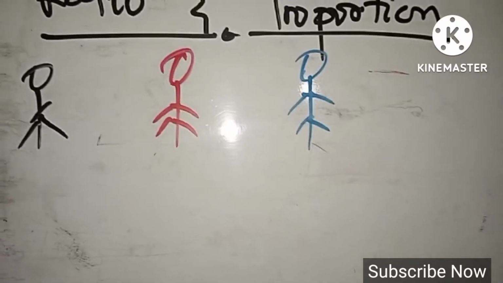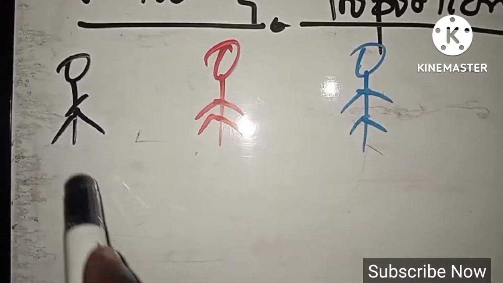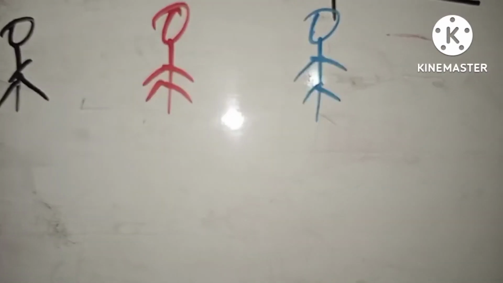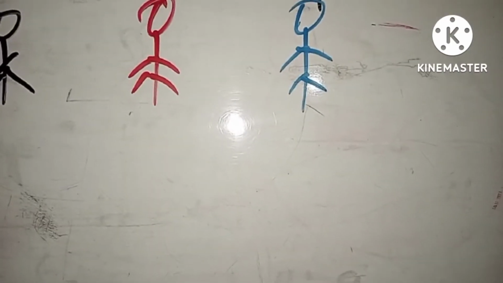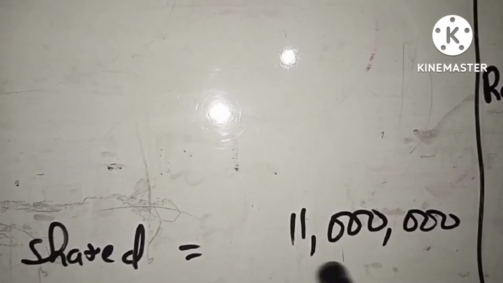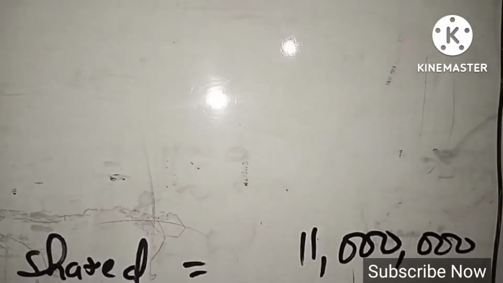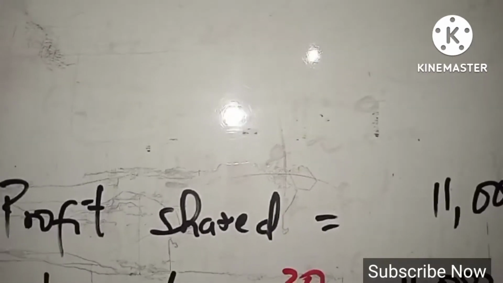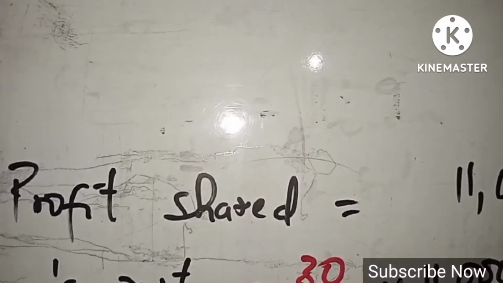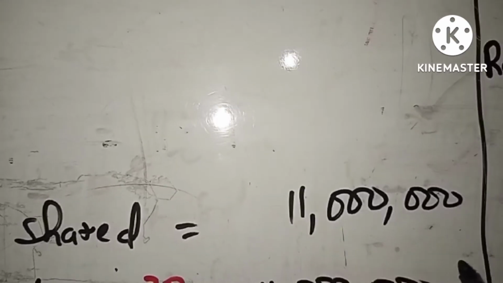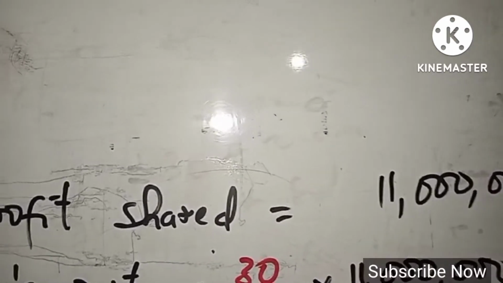This question says that you have 3 businessmen. You have the first business partner, the second, and the third. They are sharing a profit of 11,000. That's just a simple profit they had after running their business. I advise that if you read a question, write down what it means before you proceed. So the profit shared here is 11,000.